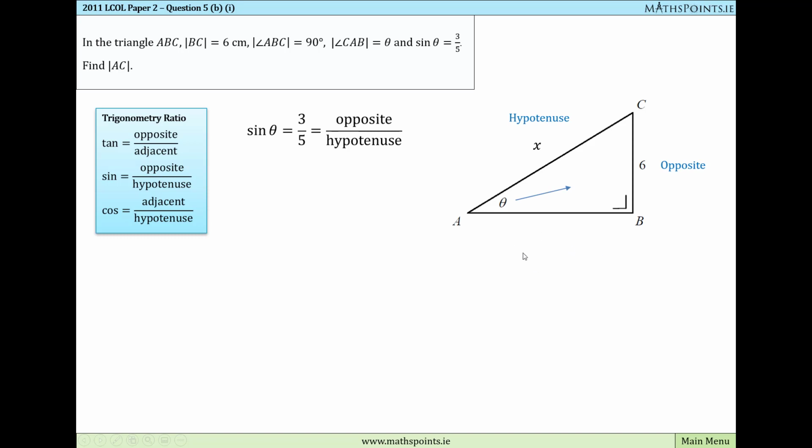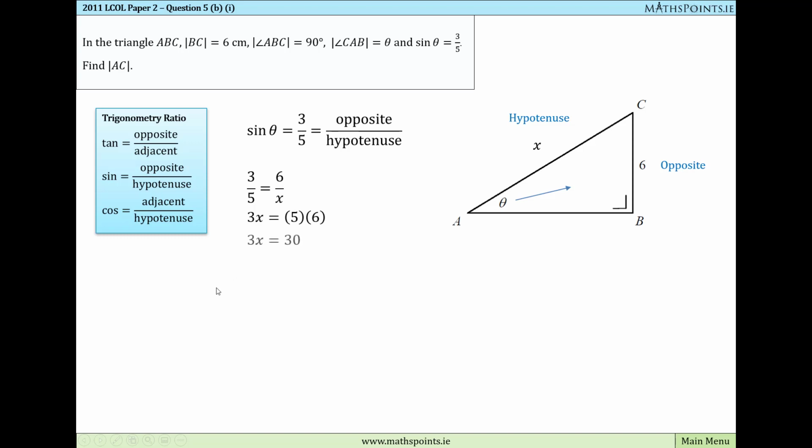The remaining side down the bottom, AB, is the adjacent side, but we're actually not concerned with that in this question. So we know that the ratio of the opposite side to the hypotenuse is 3:5, but we can see that the opposite side is 6. So if we let the ratio 3:5 equal 6 over x, we can cross multiply to find out what x must be.